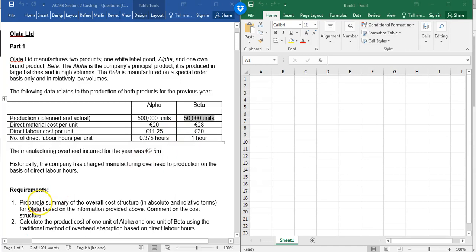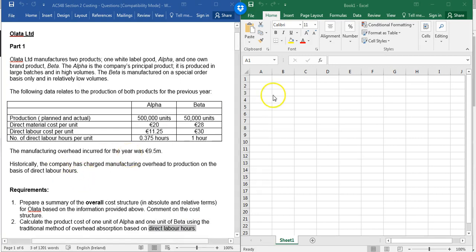So what we're asked to do here is prepare a summary overall cost structure. So we want to look at all the costs in absolute and relative terms. So absolute means in euro amounts, and relative terms means what percentage of the cost base is materials, what percentage is labour, and what percentage is manufacturing overhead. And then part 2 asks you to calculate the product cost for alpha and beta for 1 unit each using the traditional method of overhead absorption. So we're going to use direct labour hours because that's what you're told in the question.